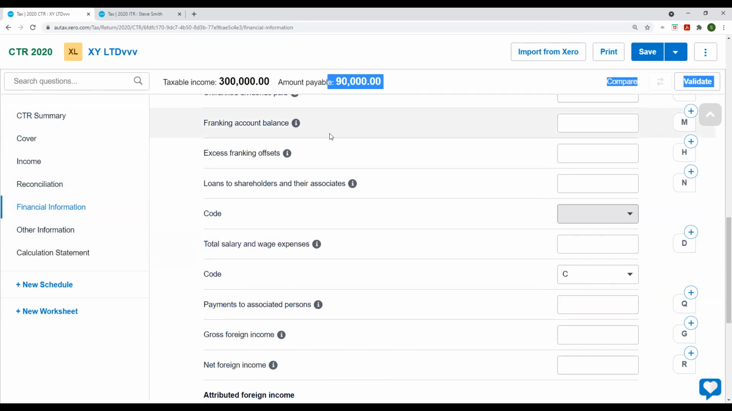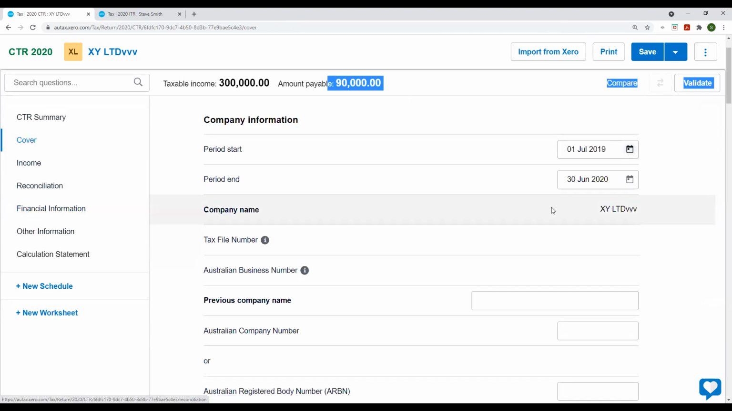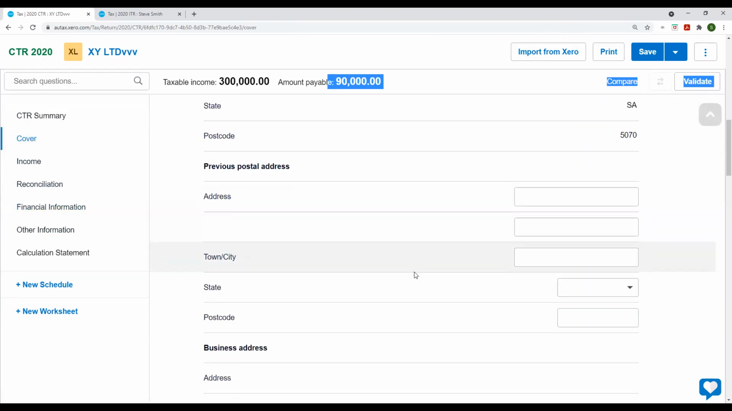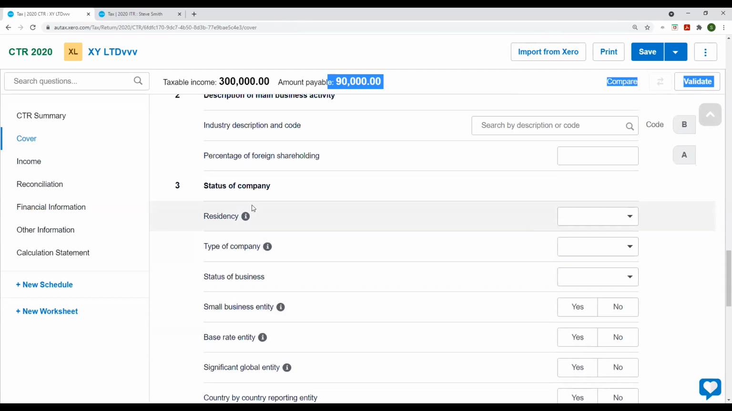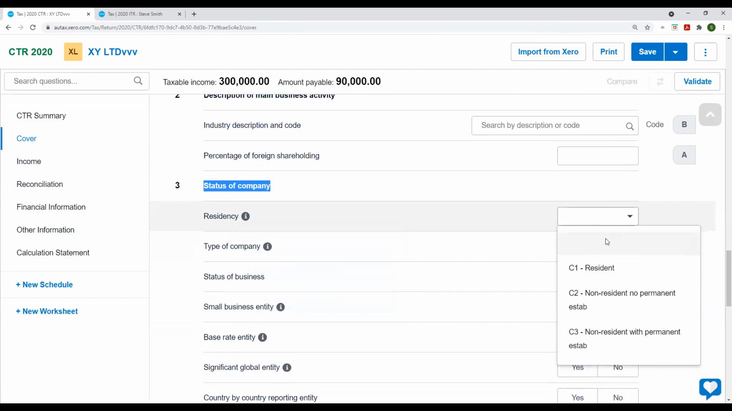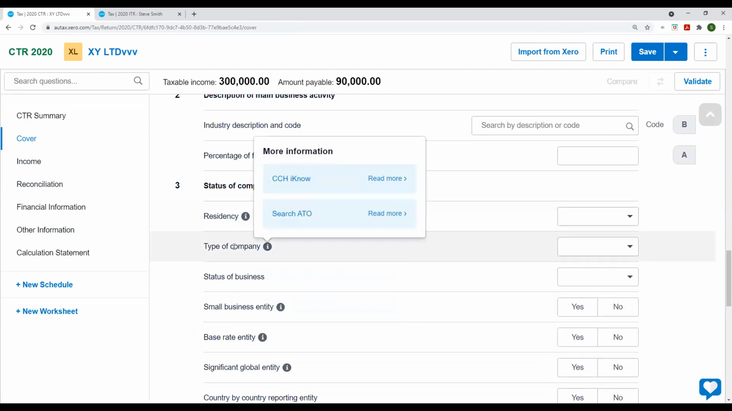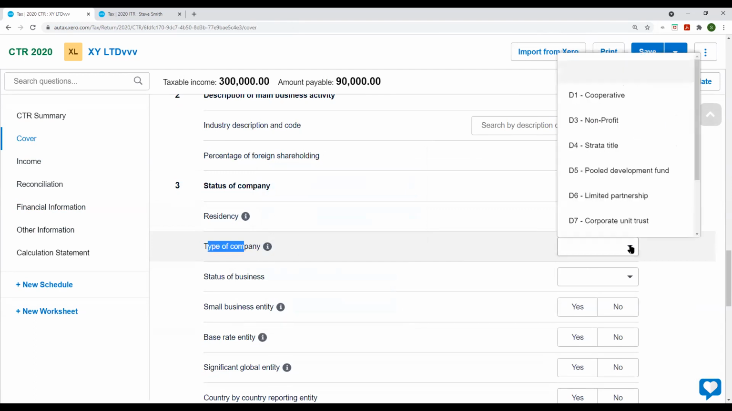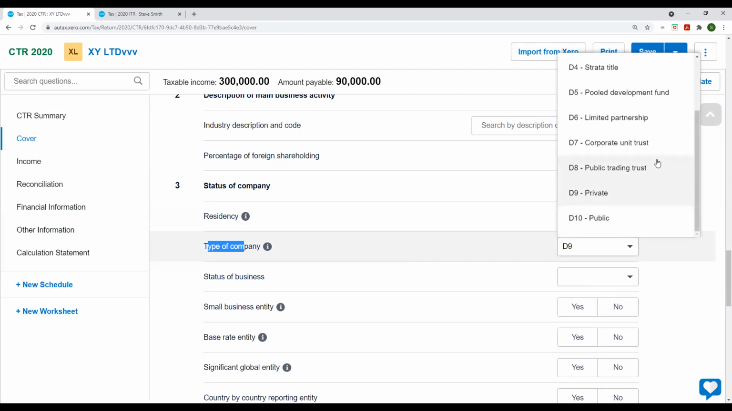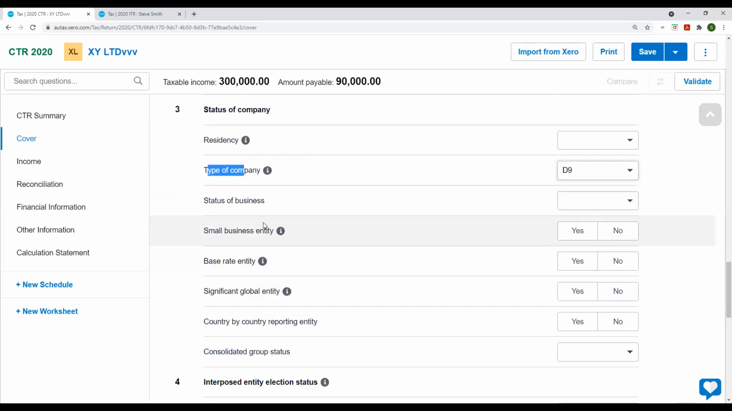How much tax do they want to pay here? $90,000. The cover page is very straightforward, but this area is new to you. Residency, resident or non-resident, you can work it out and put it in. And type of company, we can get that from the company register. Anyhow, most companies are going to be private companies. If it is anything else, such as a limited partnership, you can put it here.